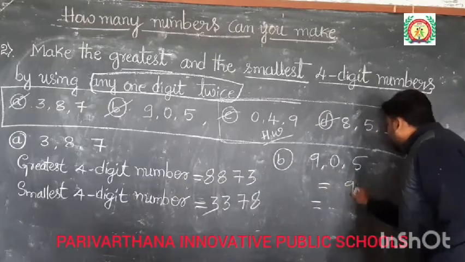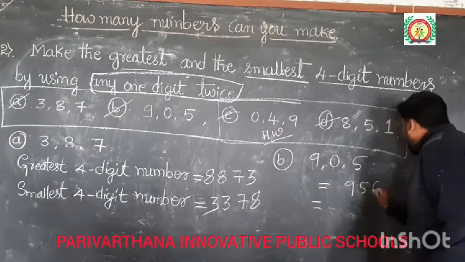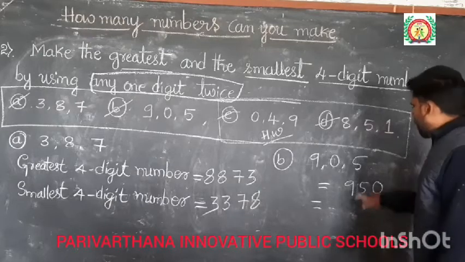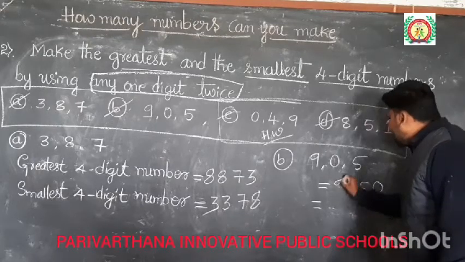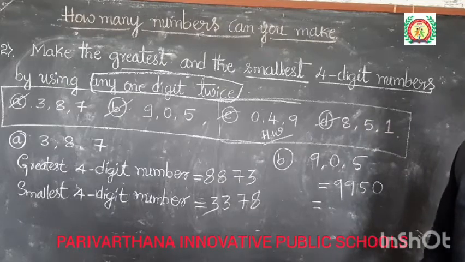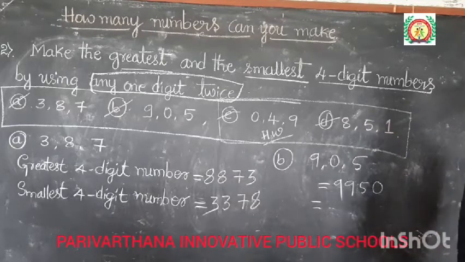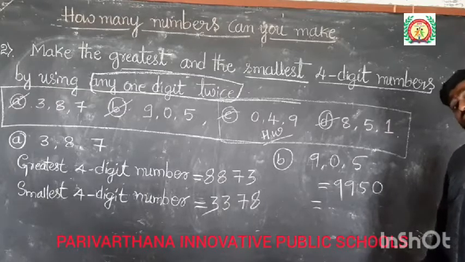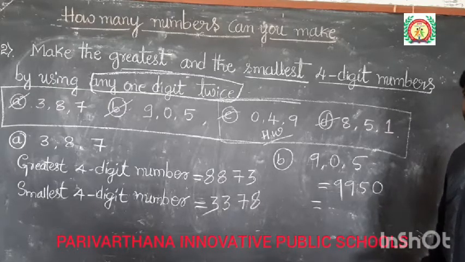9 is big. Afterwards 5. Afterwards 0. For the greatest number, 1 digit is repeating. The big digit is 9. Therefore, the answer is 9,950. 9,950 will be the answer.